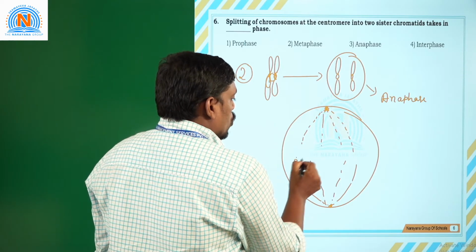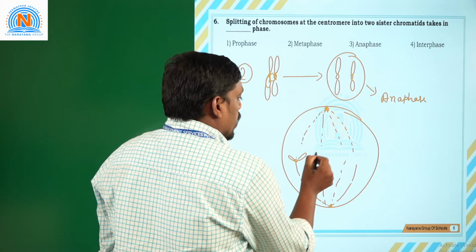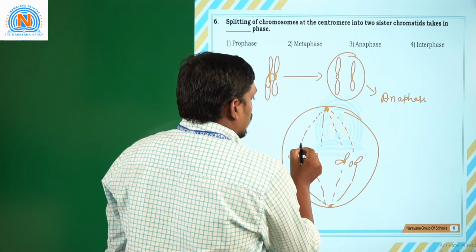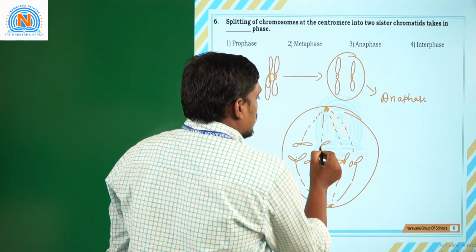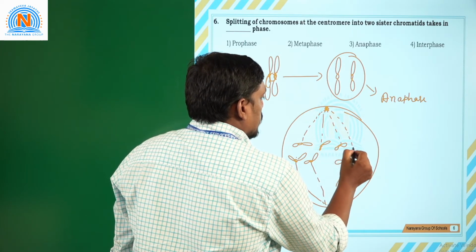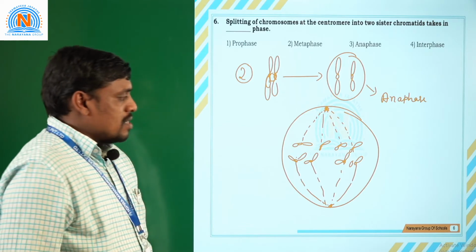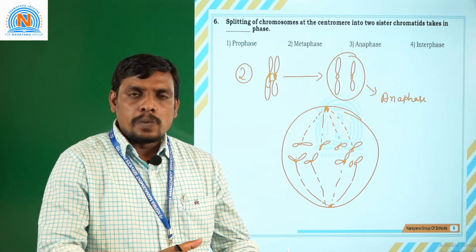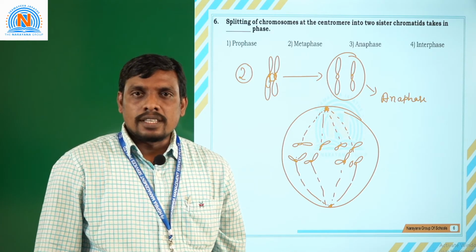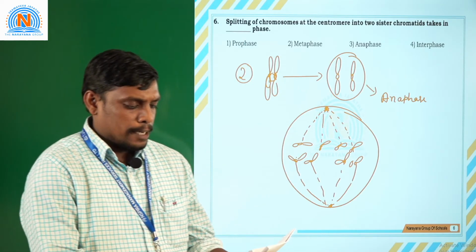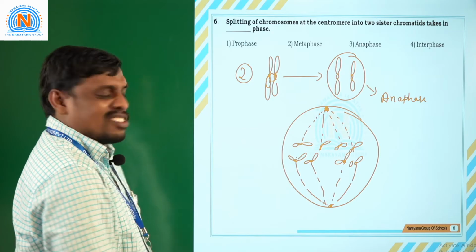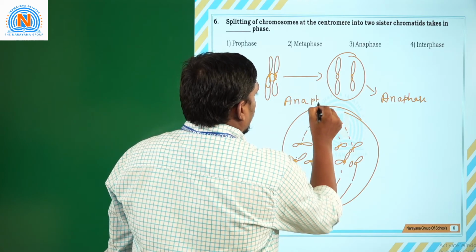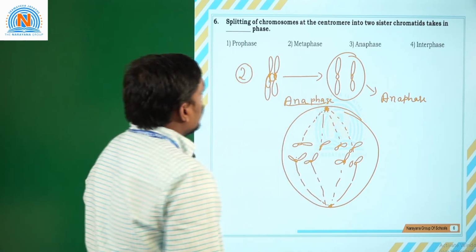The center of the chromosome attaches to the spindle fiber. Like this, the chromosomes stick to the spindle fibers. After sticking to the center of the chromosomes, the spindle fibers pull the chromosomes towards their opposite ends, isn't it? That we know very well, already we have seen. These are the sequential events that take place in anaphase. So anaphase is the suitable answer for this question.